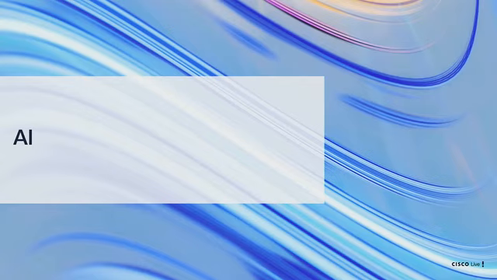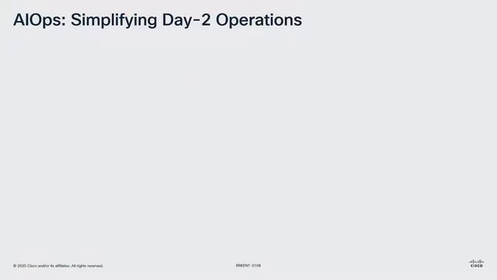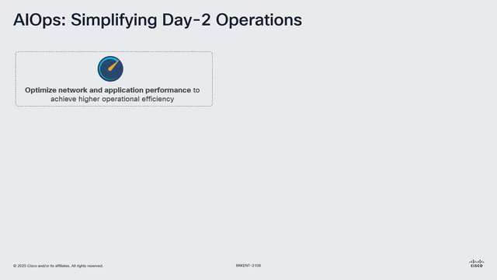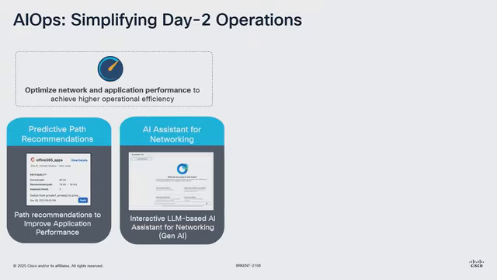Coming to AI. AI Ops is basically focusing on simplifying day-to-day operations, and Cisco is investing heavily in AI. You might have heard about it. And we are bringing various AI capabilities into all Cisco products, and SD-WAN is not far behind. So to optimize network and application performance, you have two things. One is predictive path recommendations, and the other is the generative AI assistant.